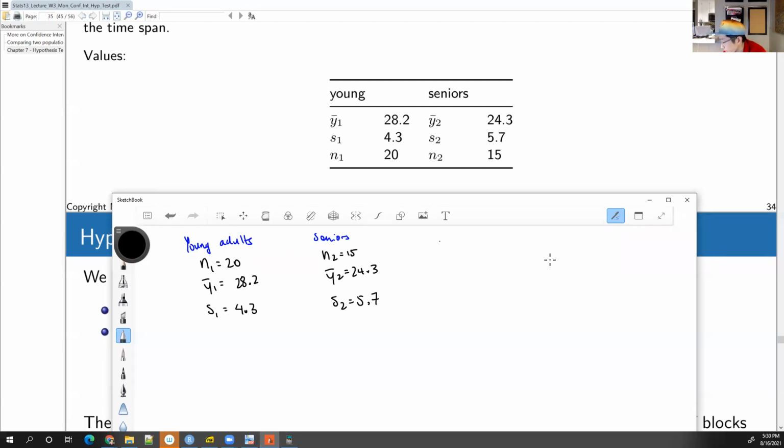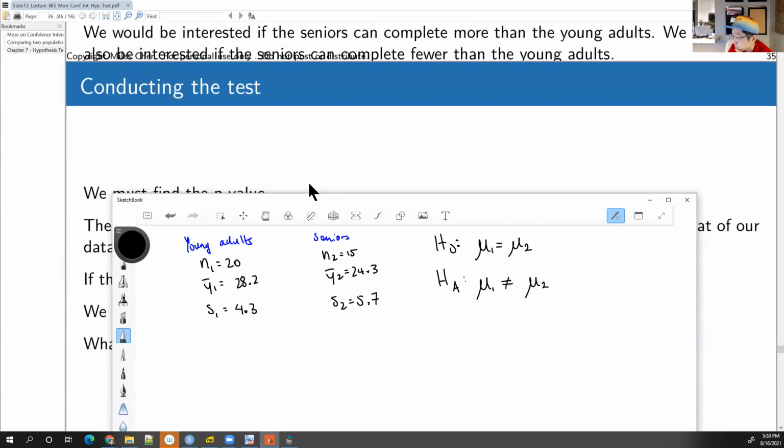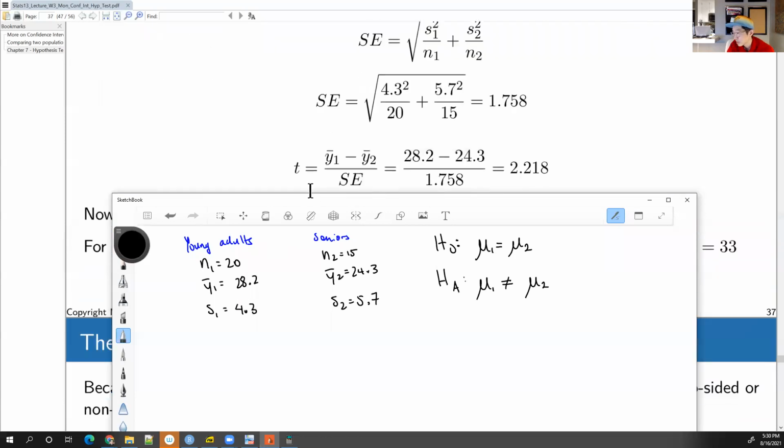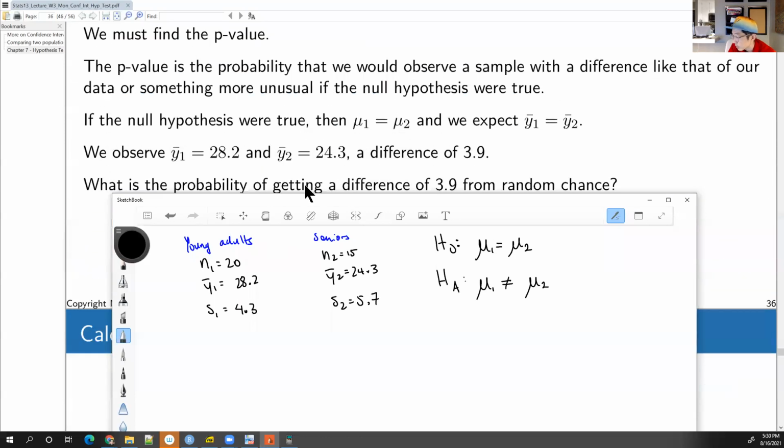Okay, and then our hypotheses: null hypothesis, mu1 is equal to mu2. The alternative, mu1 not equal to mu2. Okay, so we're going to go and we'll calculate the p-value.